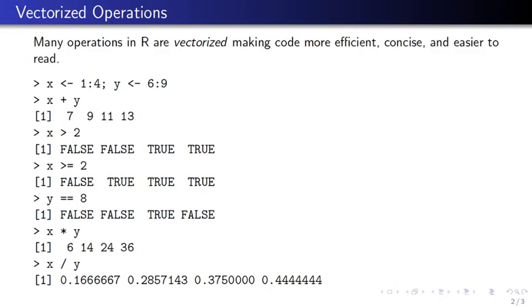The other arithmetic operations, like multiplication by the asterisk and division by the solidus, are all vectorized operations. So when you want to multiply, divide, add, or subtract vectors, you can do the natural thing, just add them together or multiply them together, and the operation will be done in parallel.